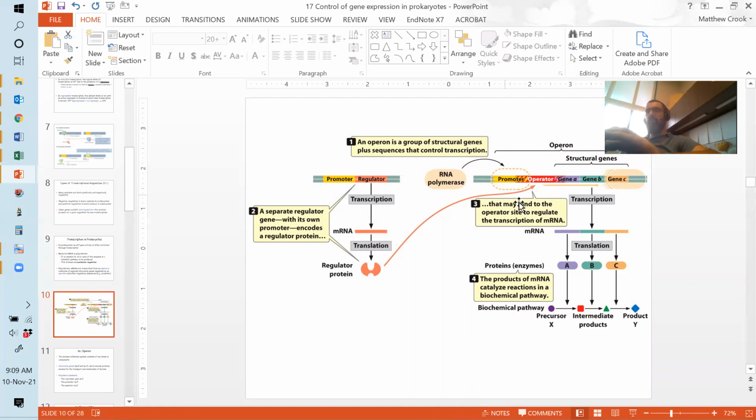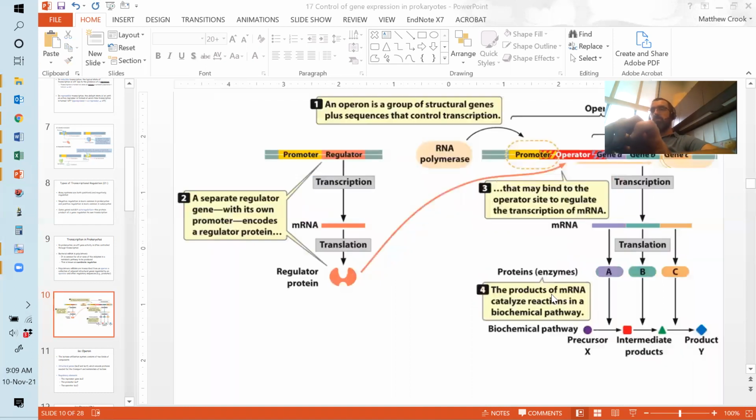Now, upstream of those structural genes, we have our regulatory region. We have a promoter, and the promoter is where the RNA pol binds. And then we have the operator, and that's where regulator proteins bind. Now look to see where the operator is relative to the promoter.